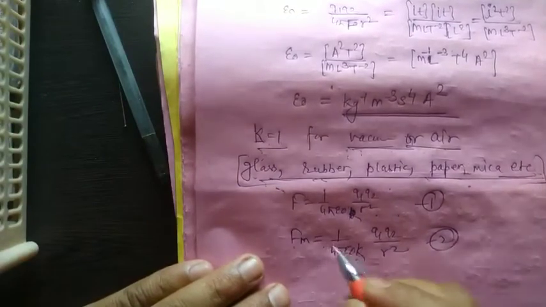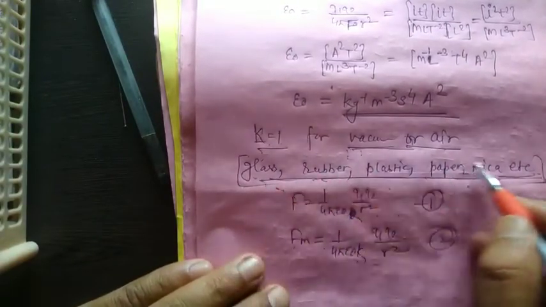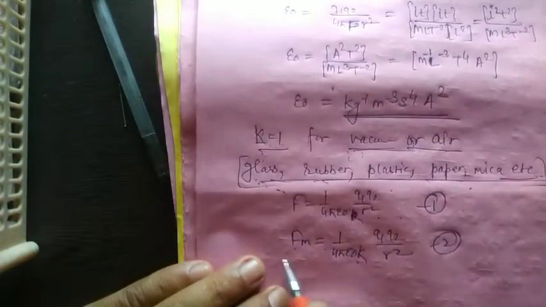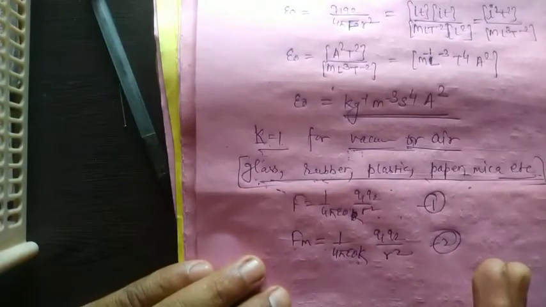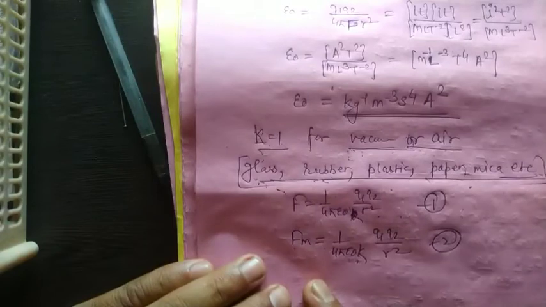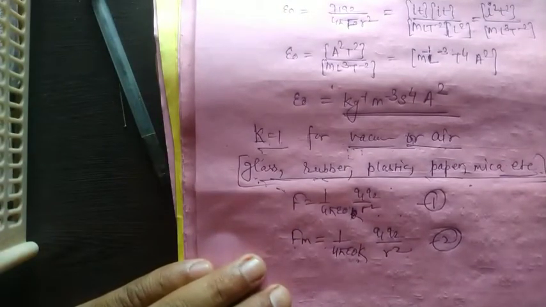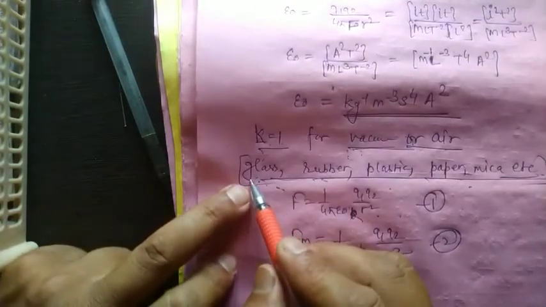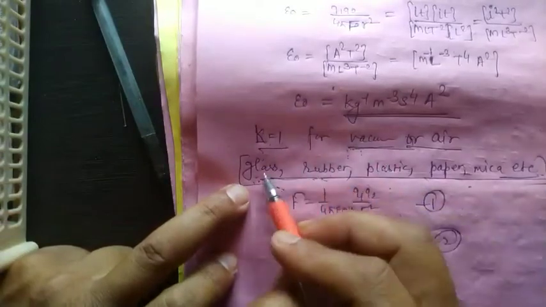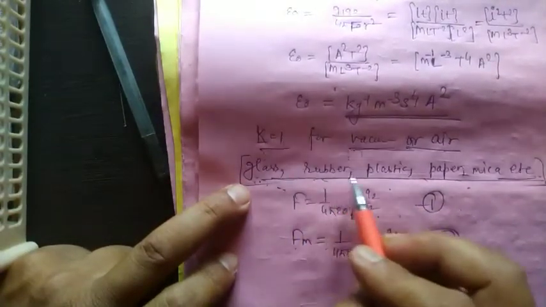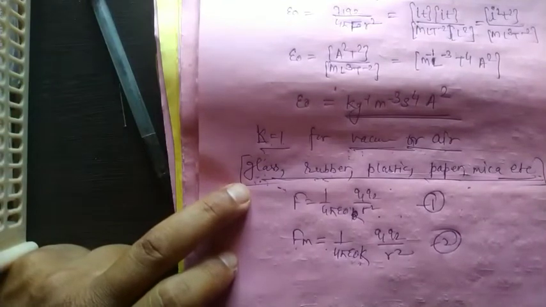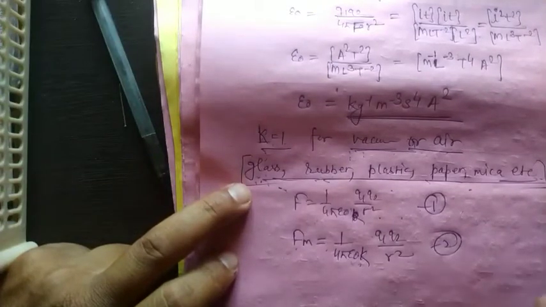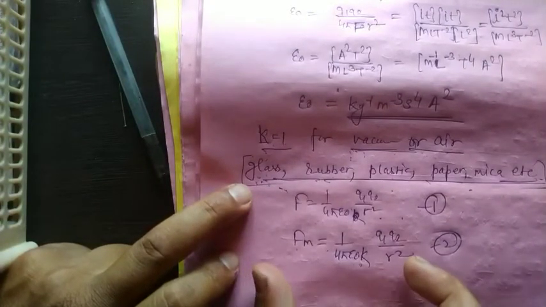Here the value of K is different for F if you use different types of substances: glass, rubber, plastic, paper, mica. It states that if we put some other types of substances in a medium, glass, rubber, plastic, paper, mica, then the electric force between these charges will be decreased.